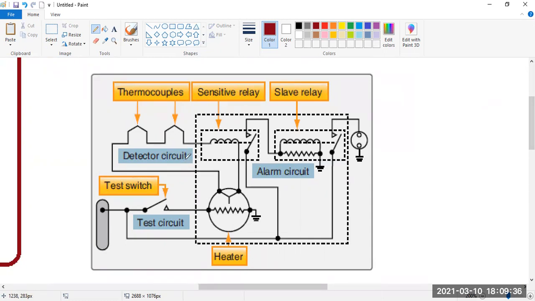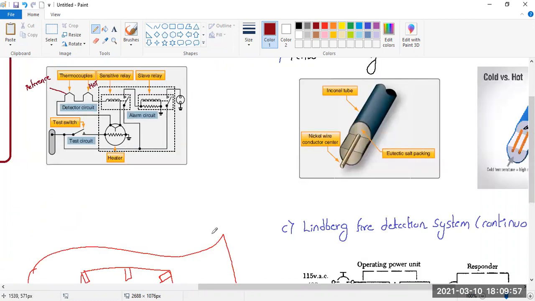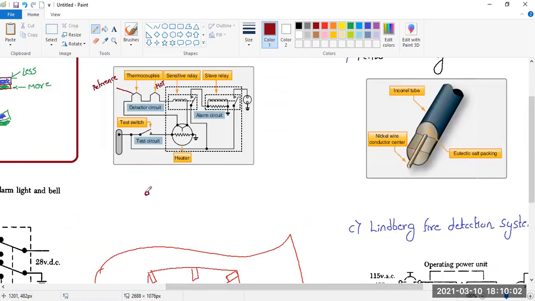See over here, this is a detector circuit. There are two thermocouples. One is kept as a reference. So this is a reference junction, and this one is the hot junction. I believe you all know how the thermocouple works, right? In a thermocouple, there are two wires. How does a thermocouple work? There are two wires made up of two different materials. Let us say this is the first wire and this is the second wire. They both are connected end to end.